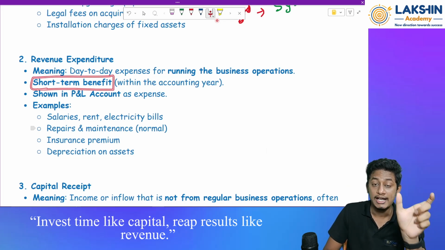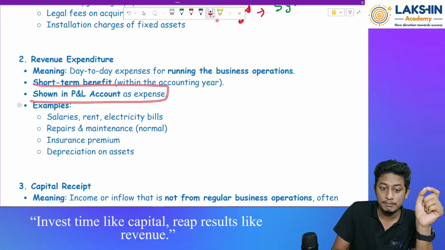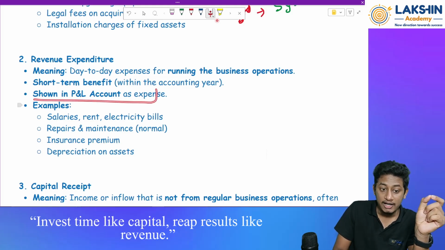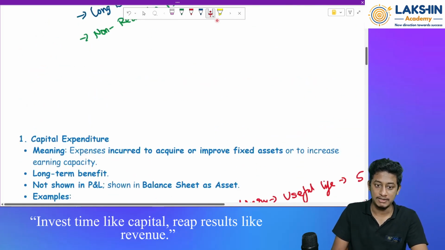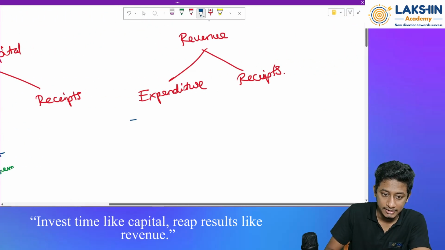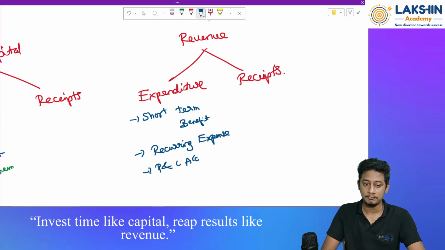And what do you mean by short term? It should be within one accounting year. Clear? Okay. Then it is shown in P&L account as expense. So capital expenditure are shown as a balance sheet item, whereas revenue expenditure are taken to what? To the P&L account. So revenue expenditure I can write as a short term benefit, then it is a recurring expense, and it is taken to P&L account. Done? Yes. Next.